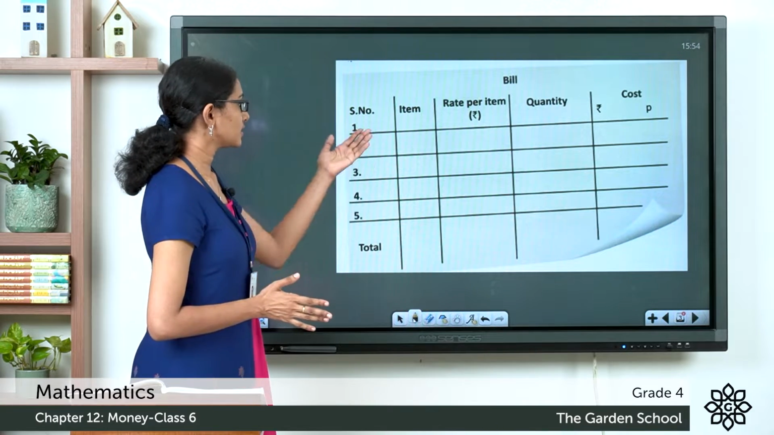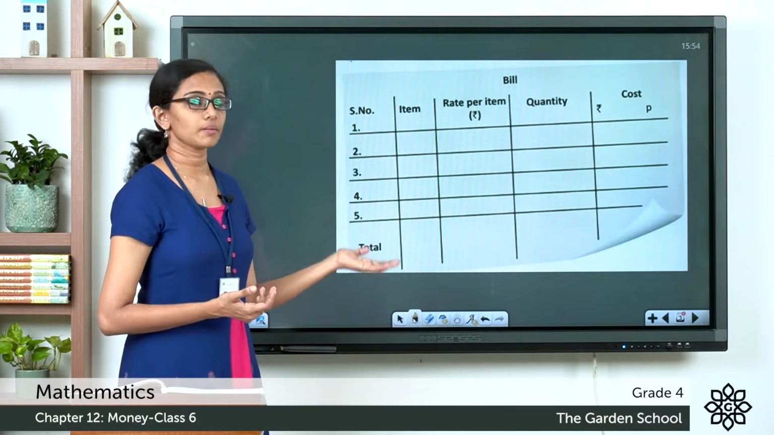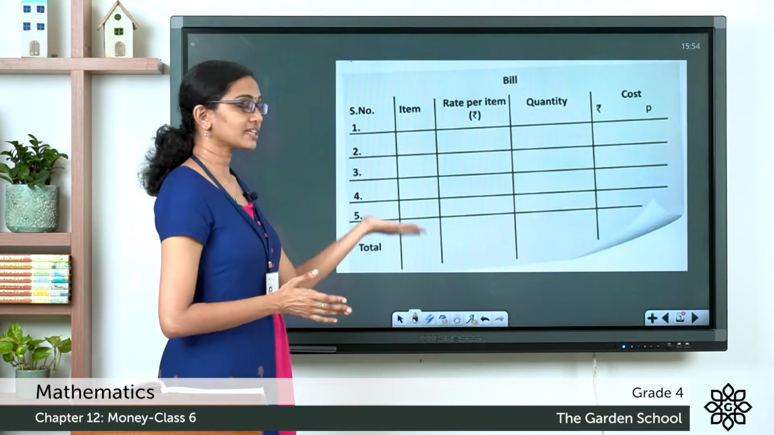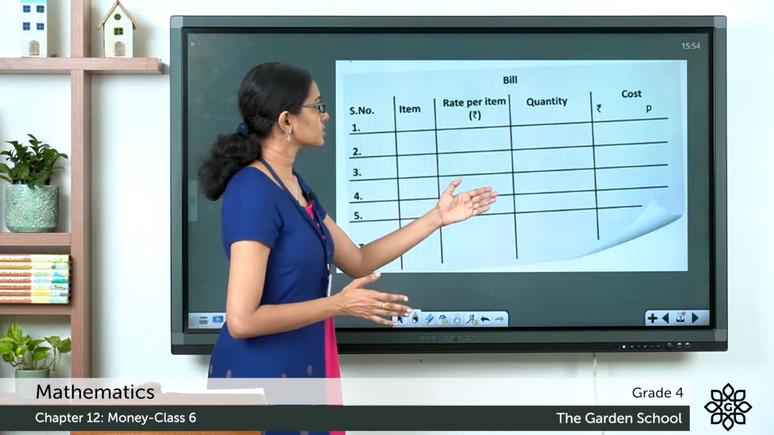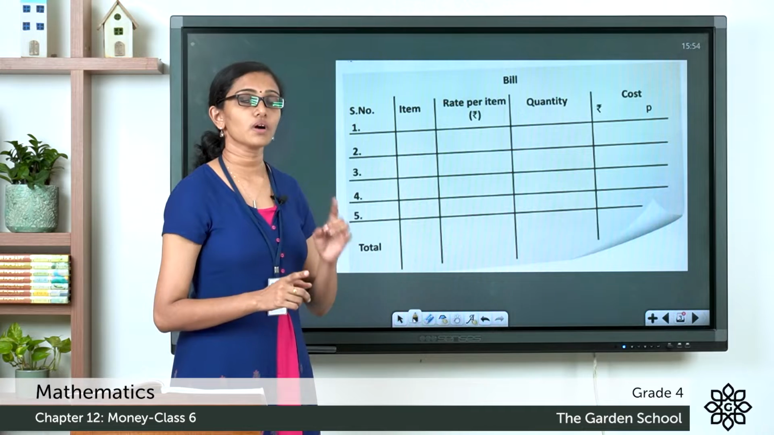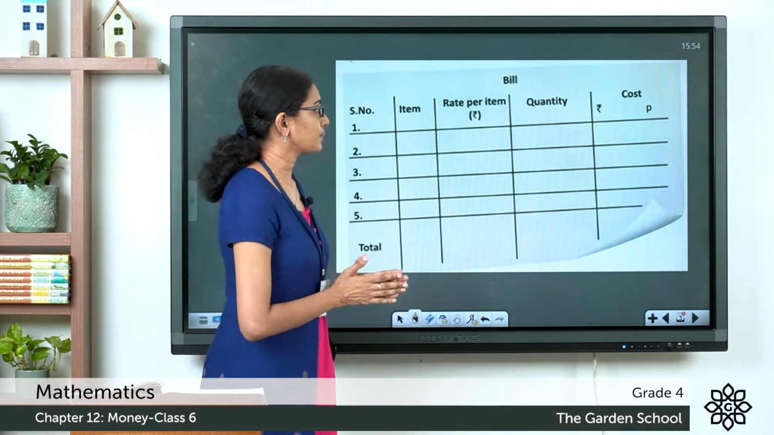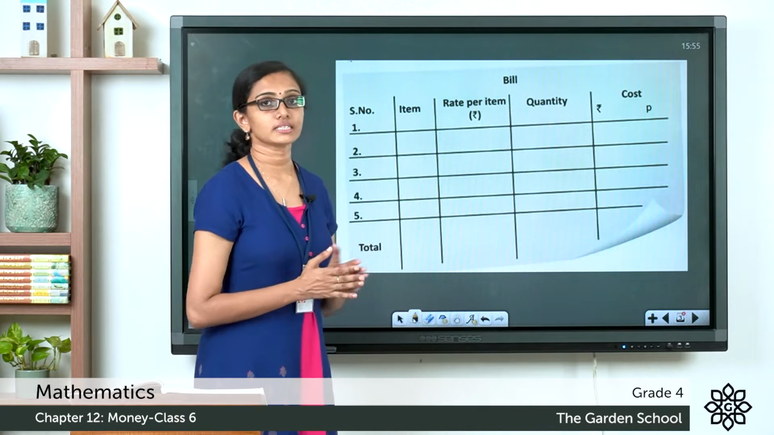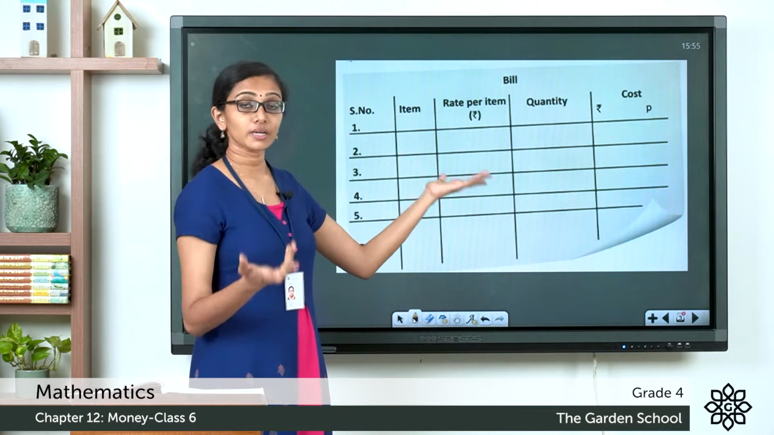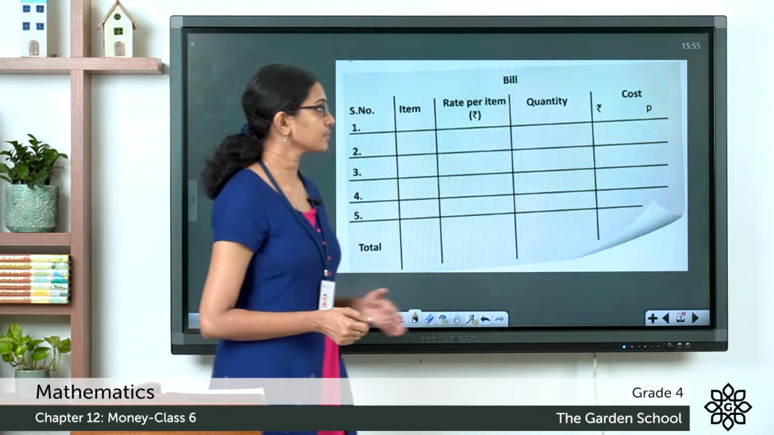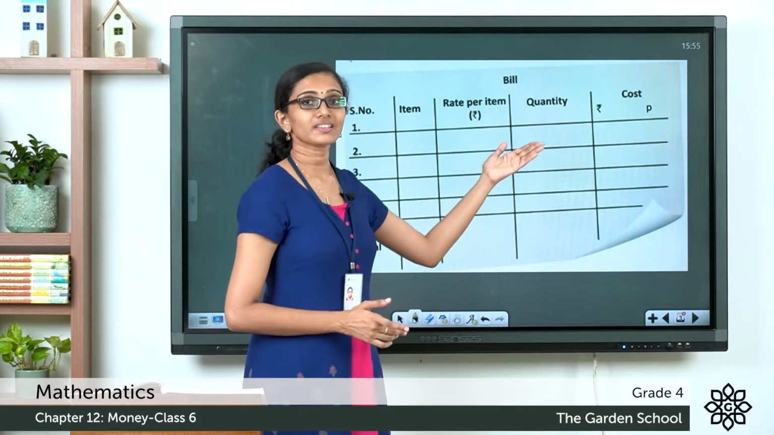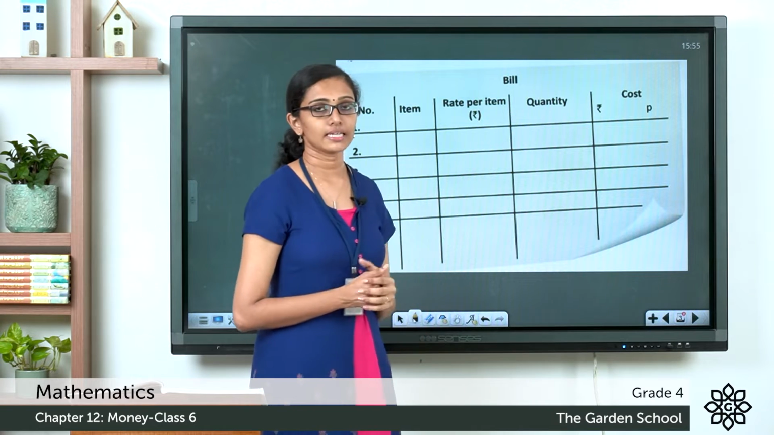Here you can see the first column, it is the serial number. Now in the second column you will have the item or the name of the thing that you are purchasing, and in the next column you will see the rate per item, which means the cost of 1 unit of that item. And in the column called quantity, you will write the number of units of that particular item that you are purchasing. And in the cost column, you will see the cost of that much units of that particular item.